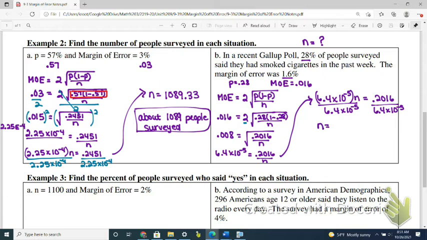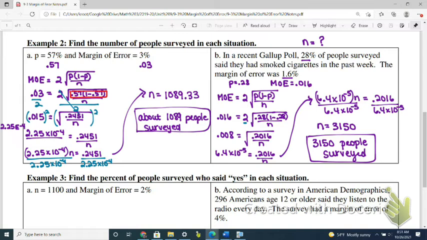So my N was 3,150. So I will say 3,150 people surveyed. Make sure you answer the question within the context of the question and don't just leave it as 3,150. 3,150 what?